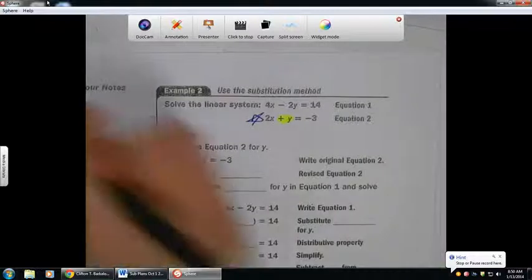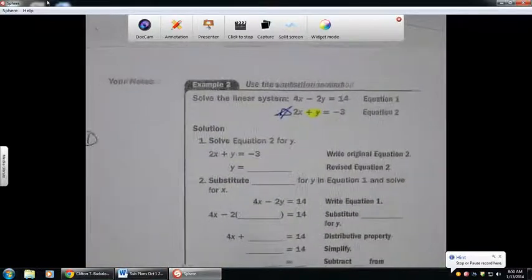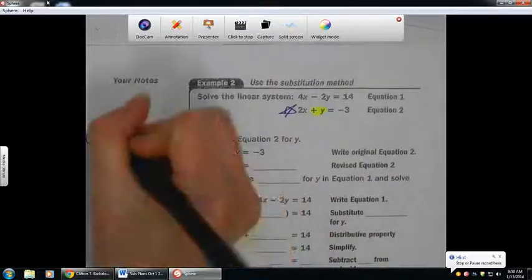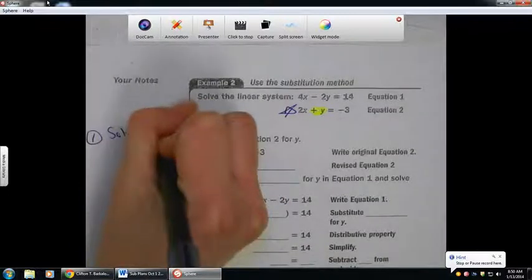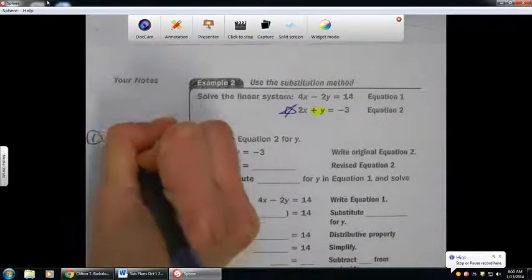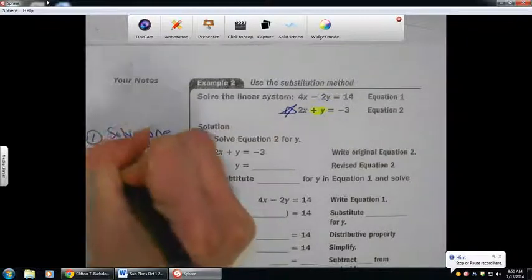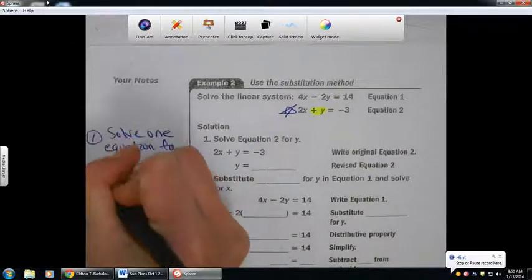And I'm just going to write this just as a side note. Solve one equation for x or y. Pick the easiest one.